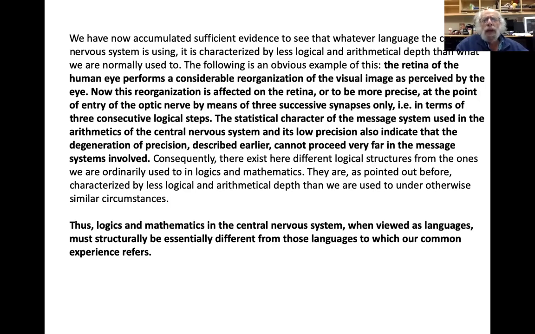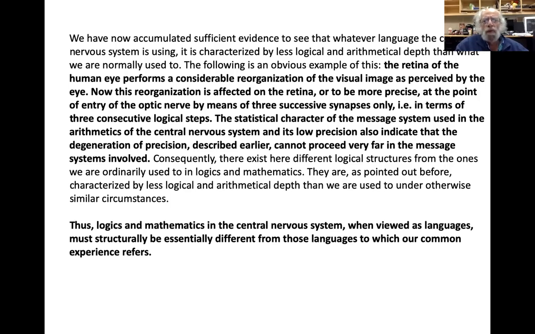The statistical character of the message system used in the arithmetics of the central nervous system and its low precision also indicate that the degeneration of precision described earlier cannot proceed very far in the message systems involved. Thus, logics and mathematics in the central nervous system, when viewed as languages, must structurally be essentially different from those languages to which our common experience refers.